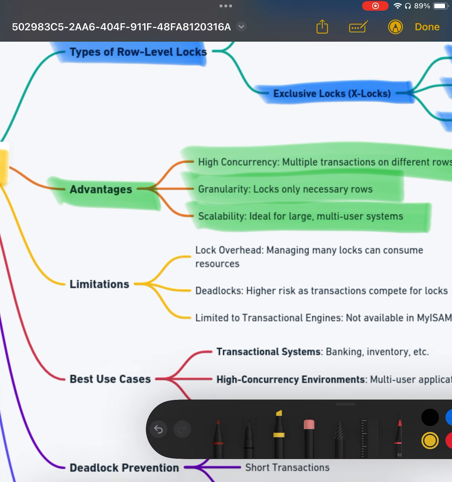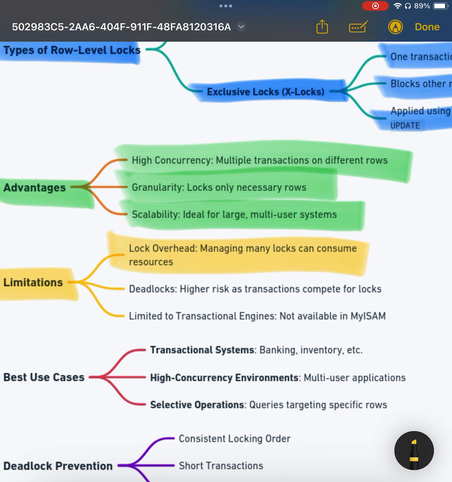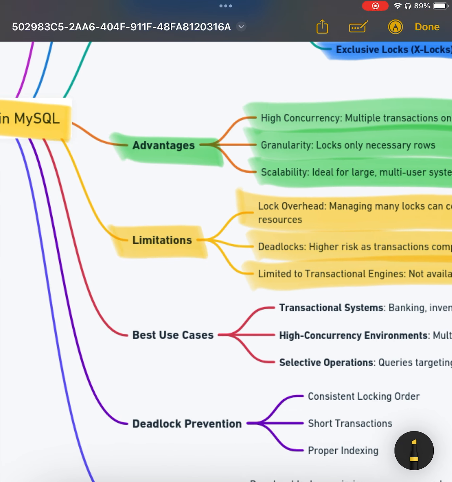5. Limitations. 1. Lock overhead. Managing locks for thousands of rows can consume server resources and increase latency. 2. Deadlocks. As multiple transactions compete for locks, circular dependencies may arise, causing deadlocks. Example, transaction A locks row 1 and requests row 2, while transaction B locks row 2 and requests row 1. 3. Not supported by non-transactional engines. Row-level locks are unavailable in storage engines like MyISAM, which only support table-level locking.